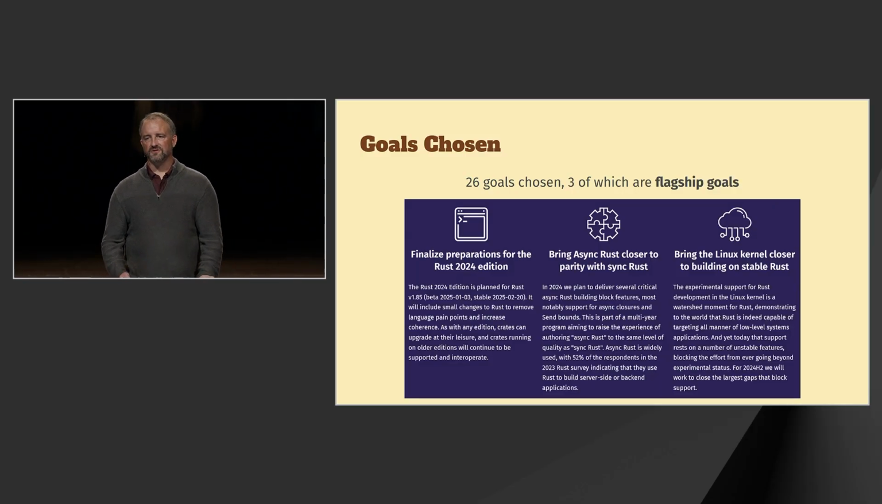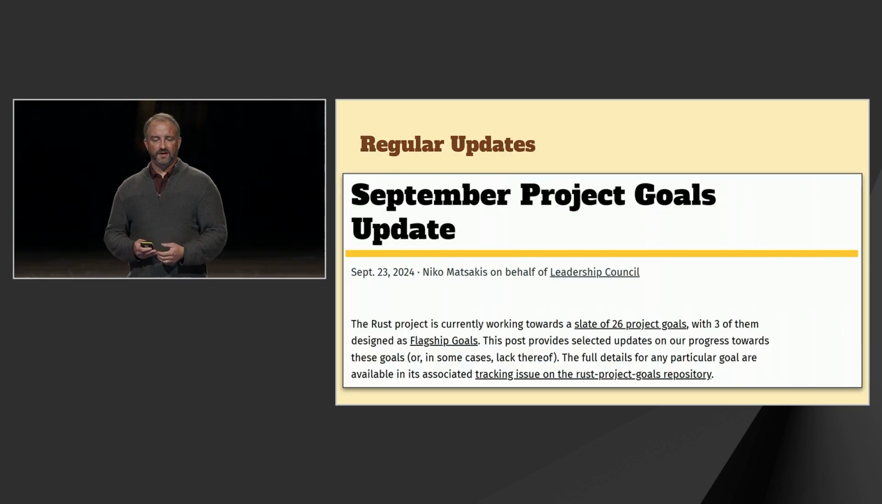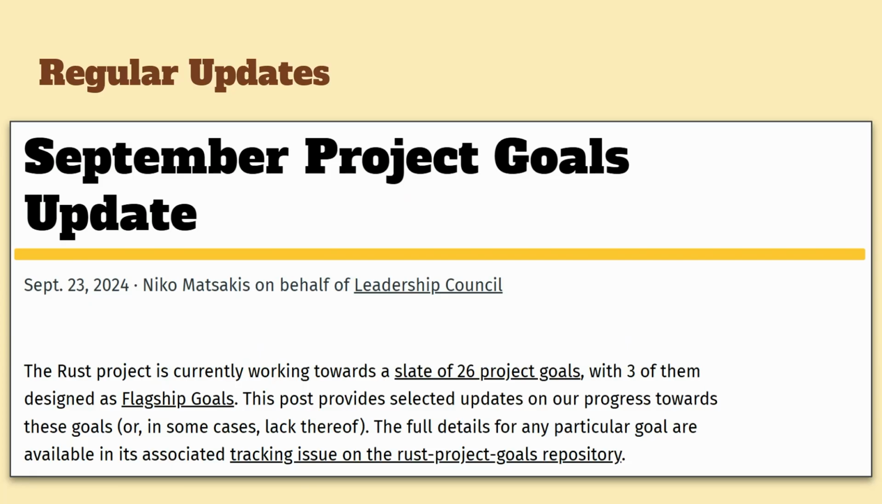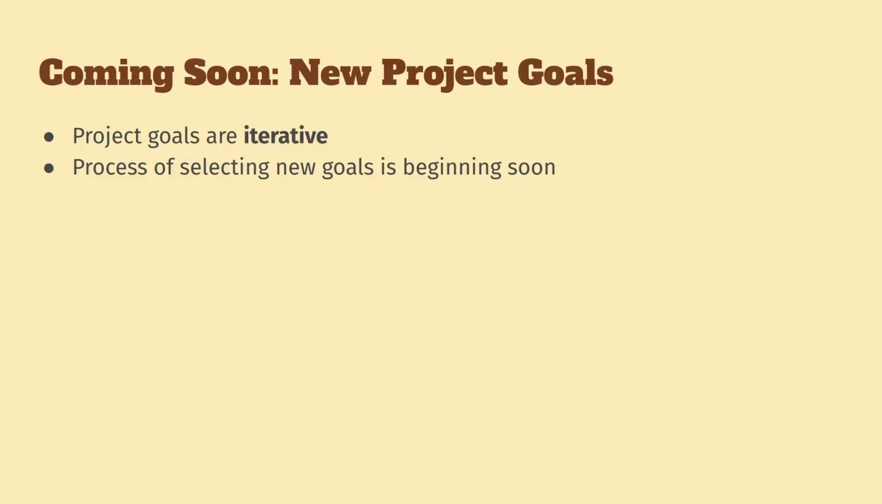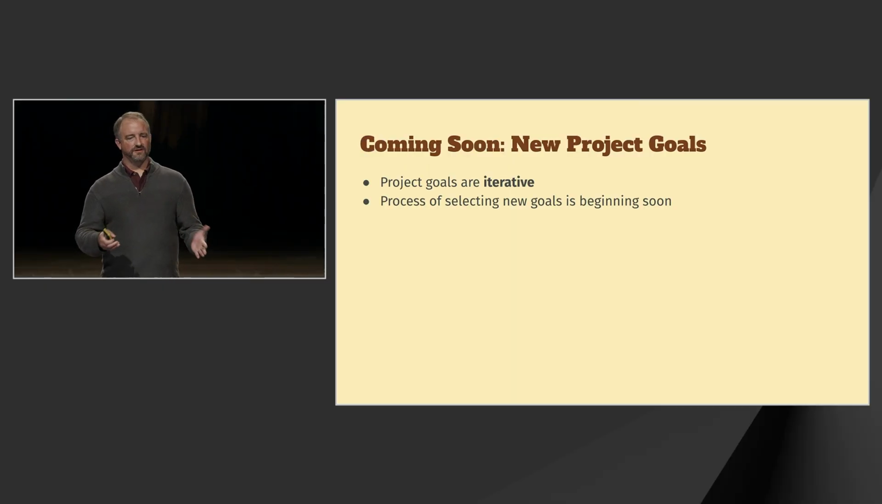So we accepted the goals. People go and start working on them. And then periodically we post updates. Like this one, our September goals update on the Rust project blog, talks about progress that's been made on those and how things are going. And then these goals are set up as a half a year, 6-month process. They're iterative. So at the end of that 6-month period, we do a new slate of project goals.